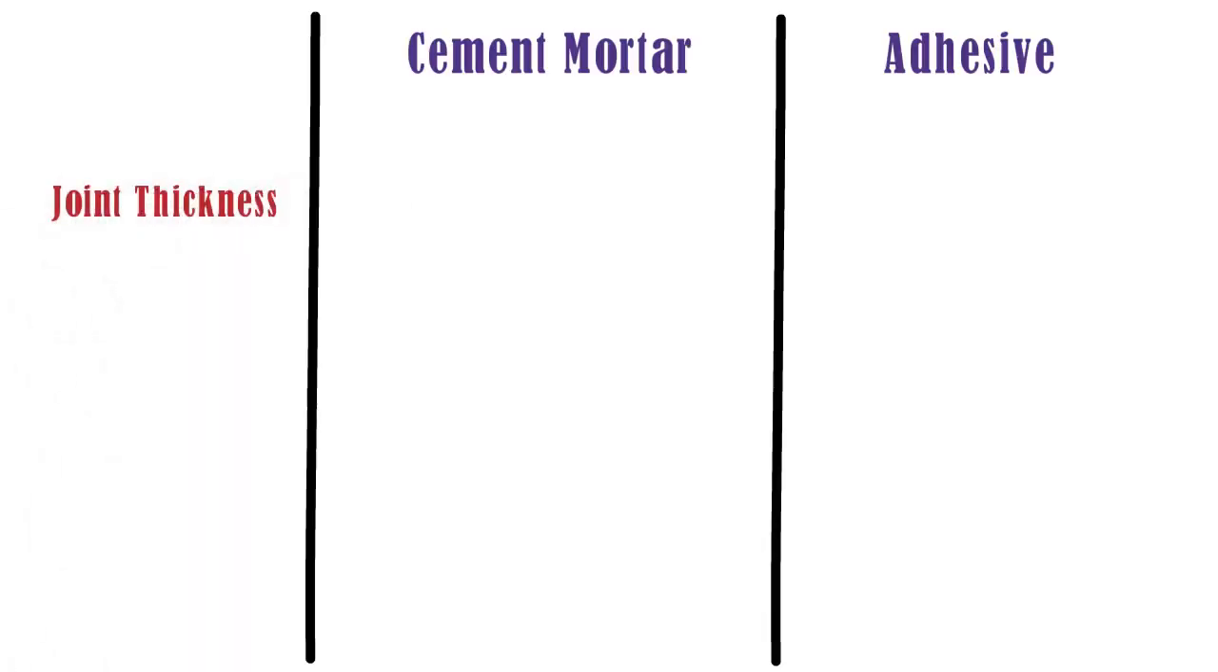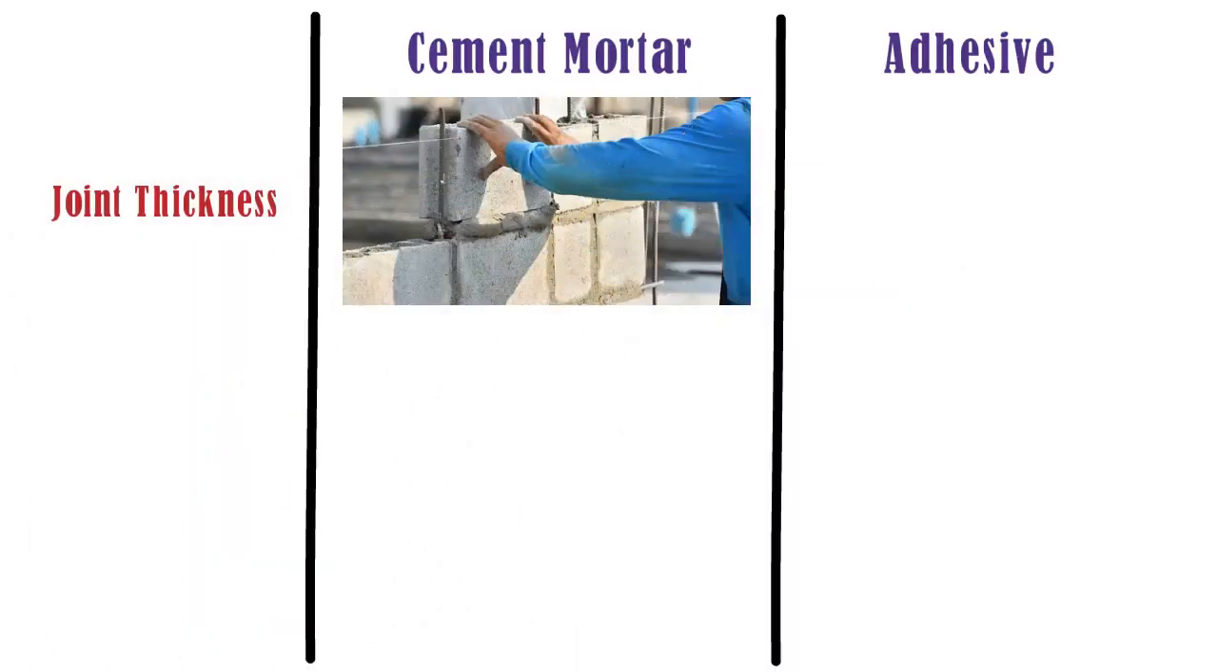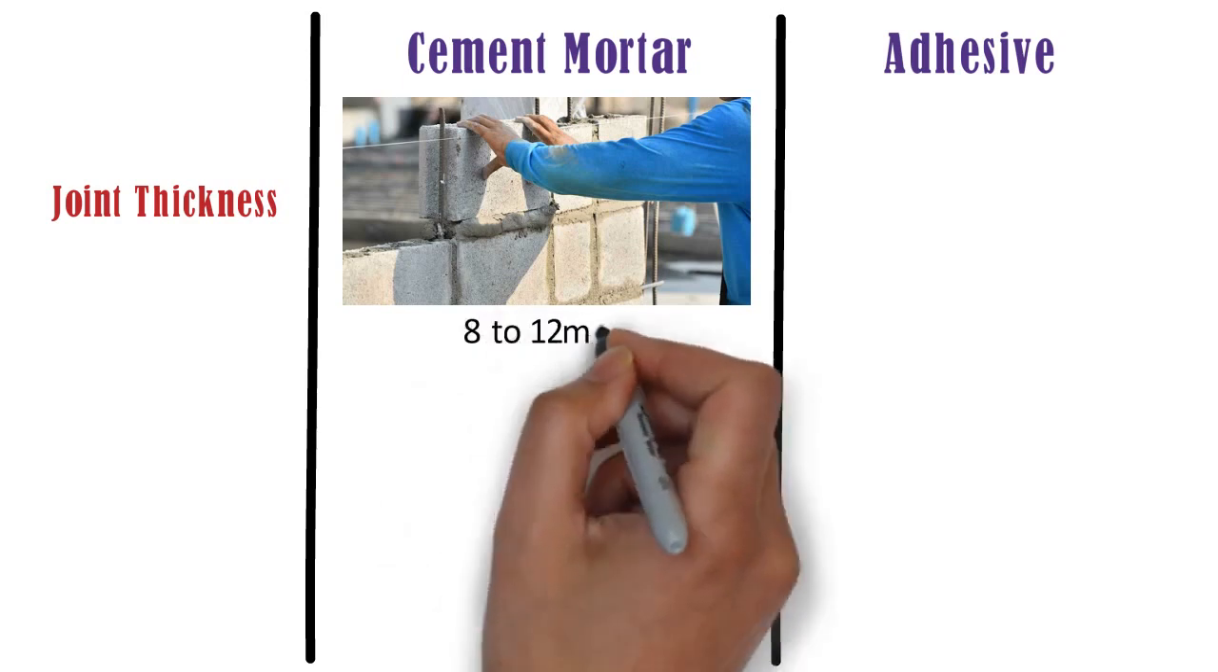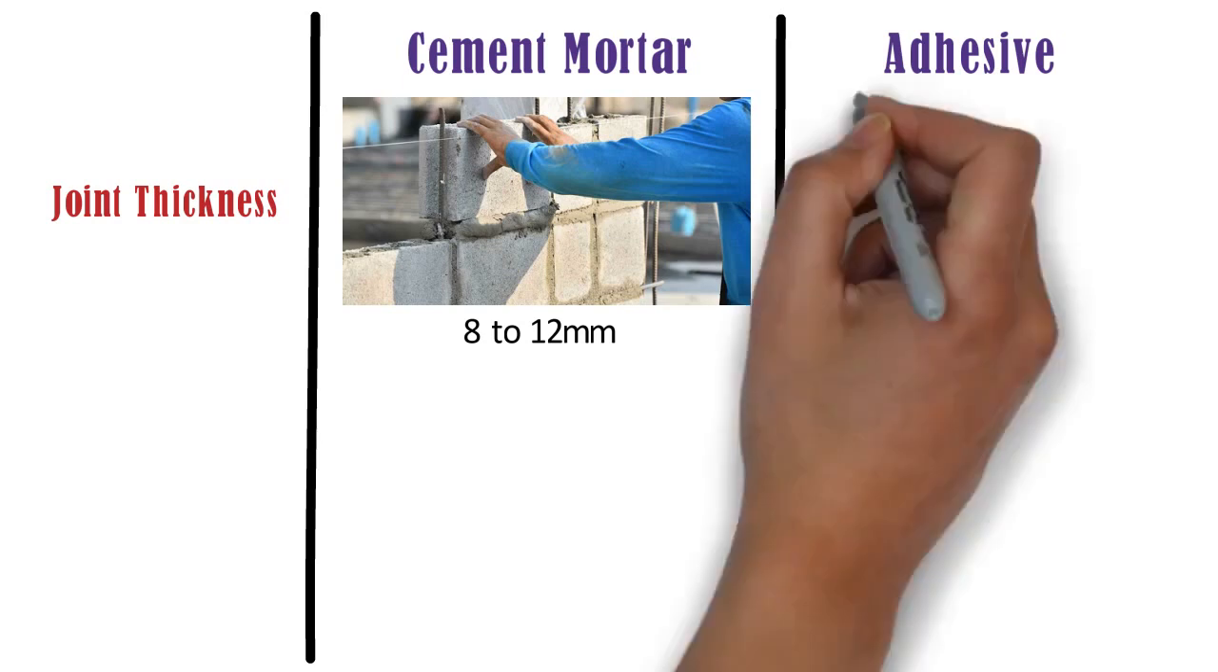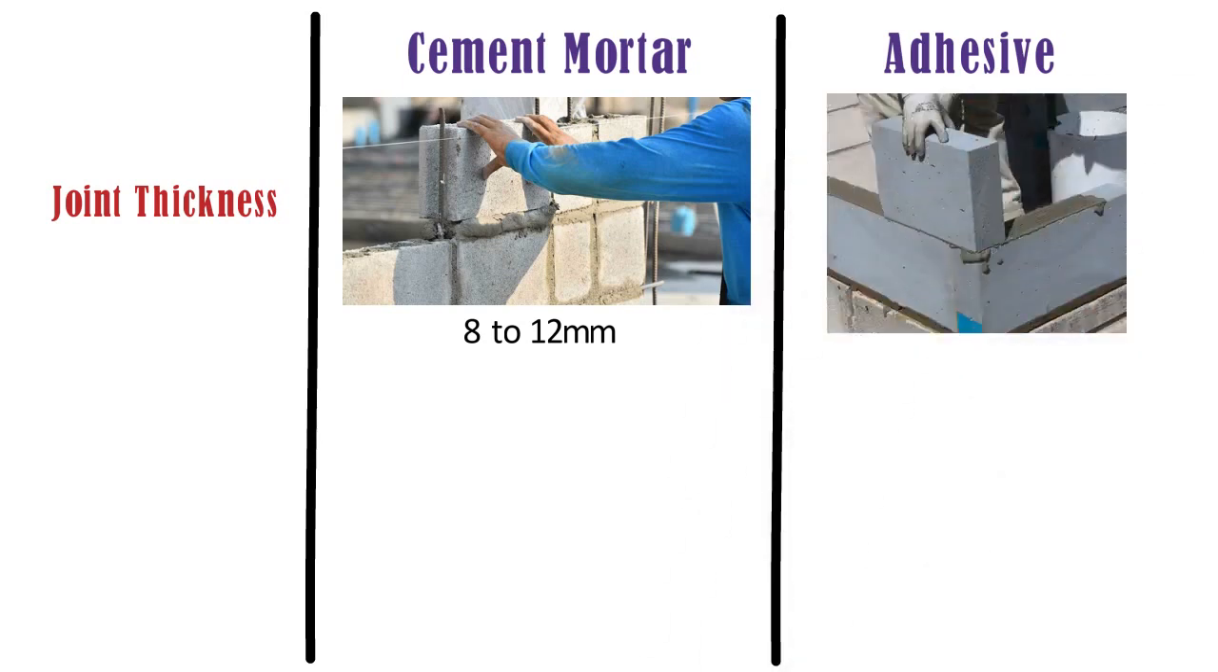So let us start. Joint thickness. In case of AAC block masonry with cement mortar, the thickness of the cement mortar joint shall be 8 to 12 mm. Whereas in case of AAC block masonry with adhesive, only 3 to 4 mm thickness of joint is sufficient.